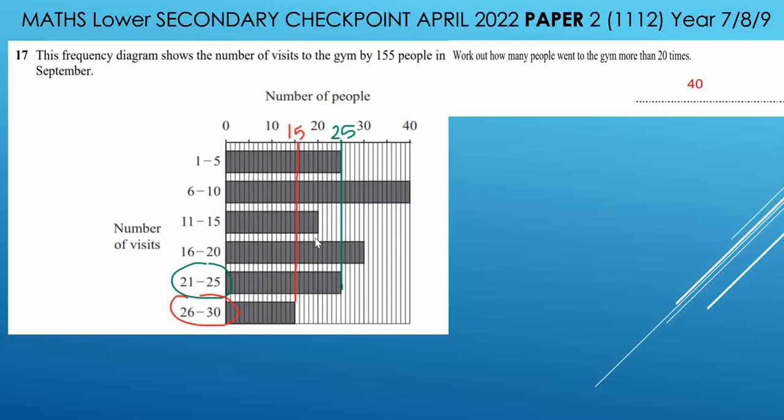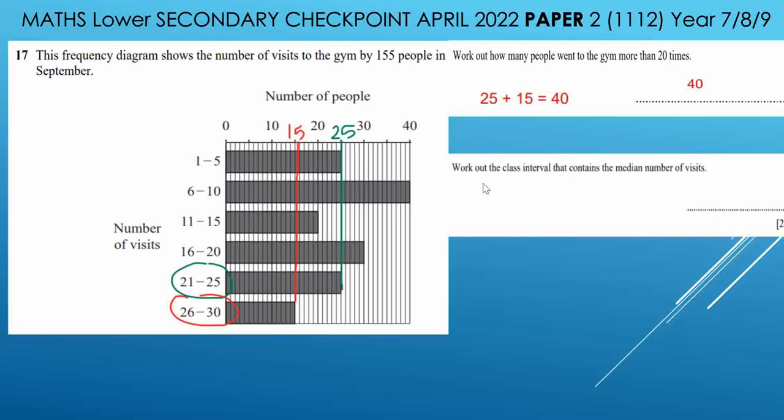So let's add them. 25 plus 15 is 40. That's the answer. Question B. Work out the class interval that contains the median number of visits.